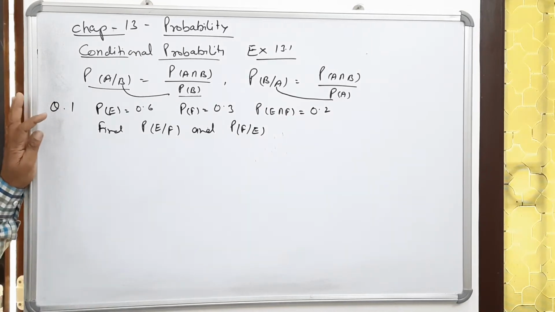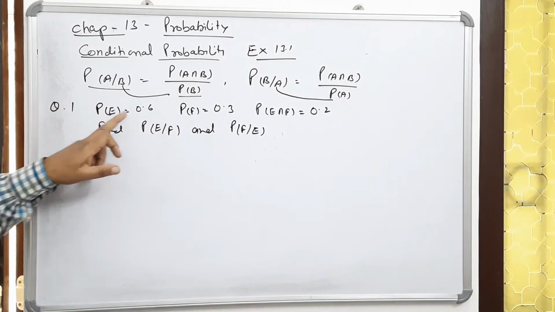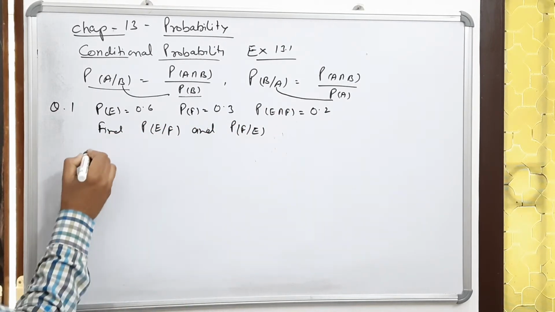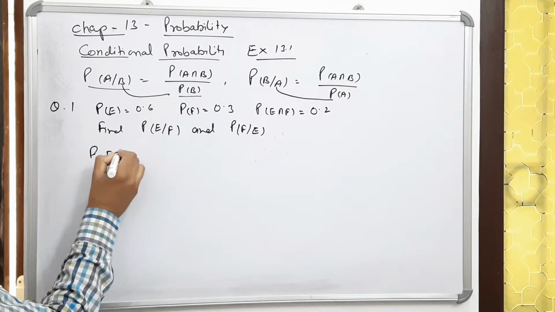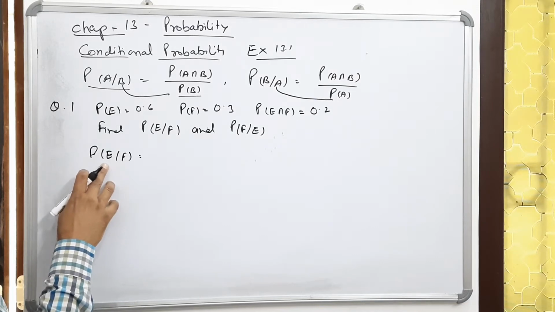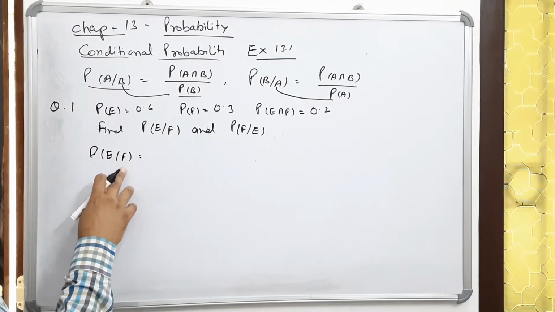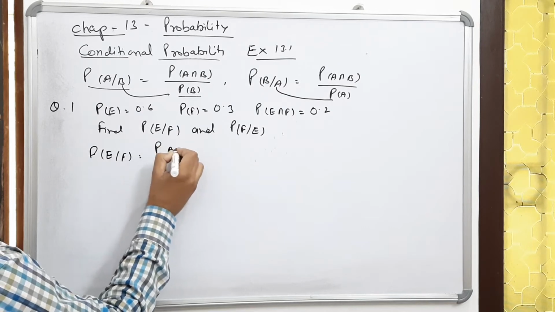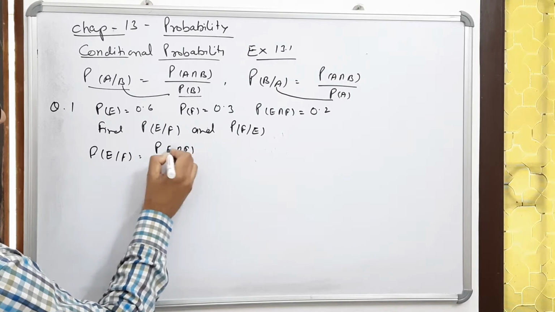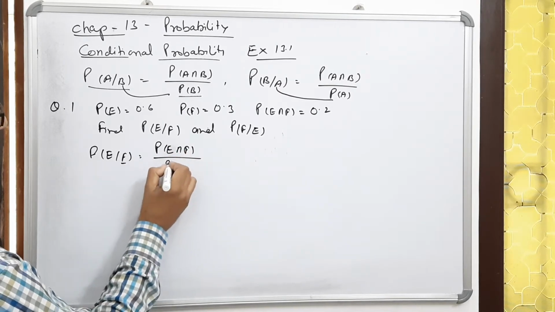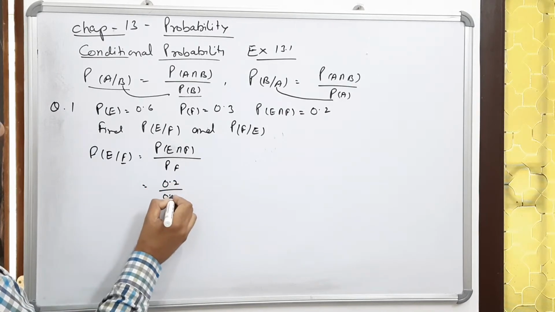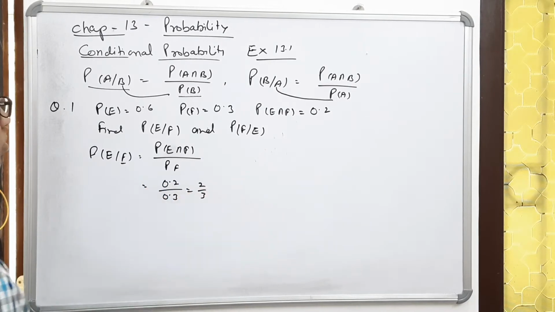I am explaining this with the help of one problem. P(E) is there, P(F) is there, and intersection is there, and we have to find P(E|F), that is probability of happening of E when F has already occurred. So the formula will be P(E intersection F) divided by P(F). So the answer is 0.2 divided by 0.3. So answer is 2 by 3.